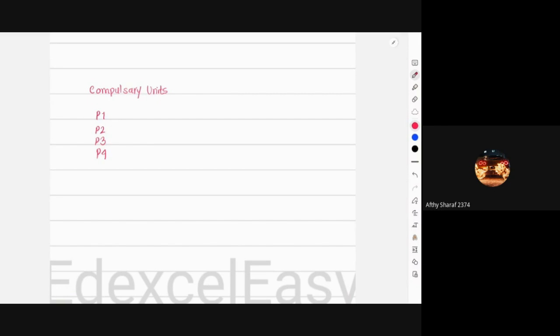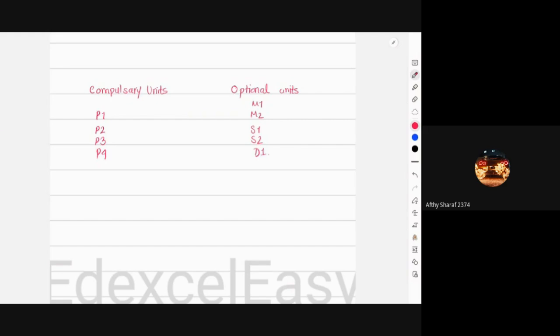These are your 4 compulsory units, and you have to specifically take them all to complete your entire A levels. And for optional units, you have M1, M2, S1, S2, and D1. Now, exactly which are the units that you are supposed to take in AS and which are the units that you should take in A2.